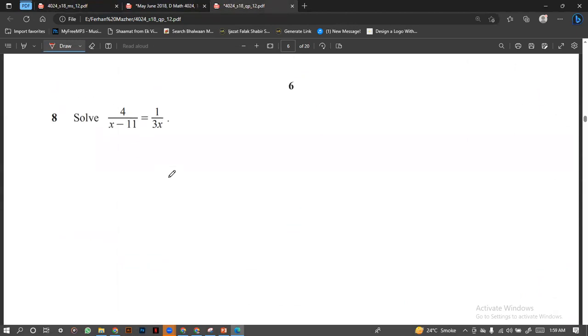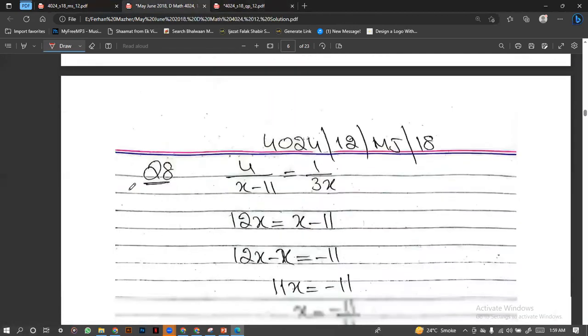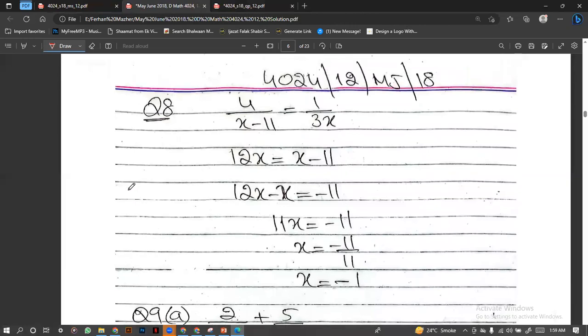Question number 8, and it says solve 4 by x minus 11 equals 1 by 3x. And it's a 2 marks question. So just cross multiply here. When you cross multiply, automatically this will be solved. So you will have 4 into 3x, that is 12x, equals 1 into x minus 11, that is x minus 11.